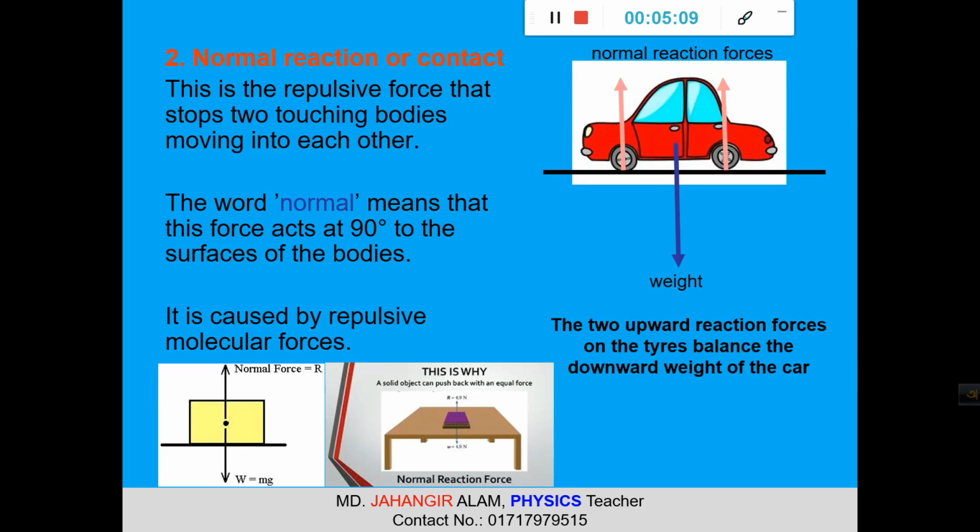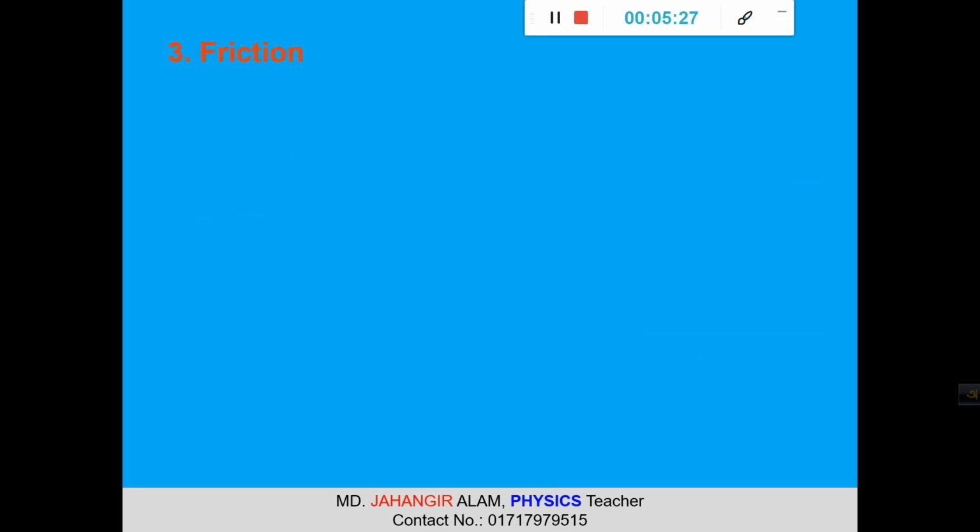Look at the diagram here. Normal reaction forces act upward, in the opposite direction of the weight. The two upward reaction forces on the tires balance the downward weight of the car.